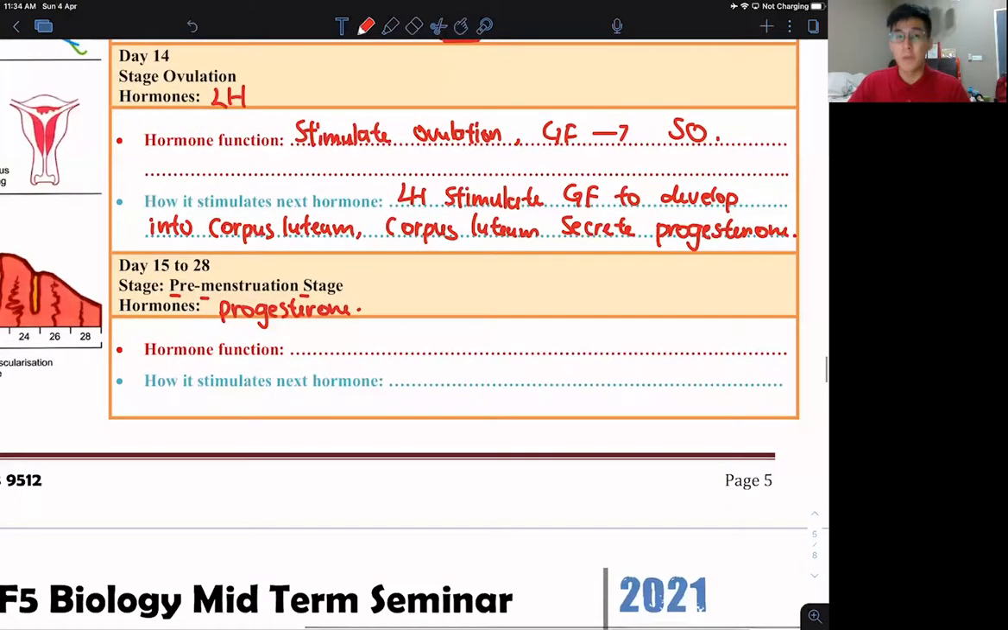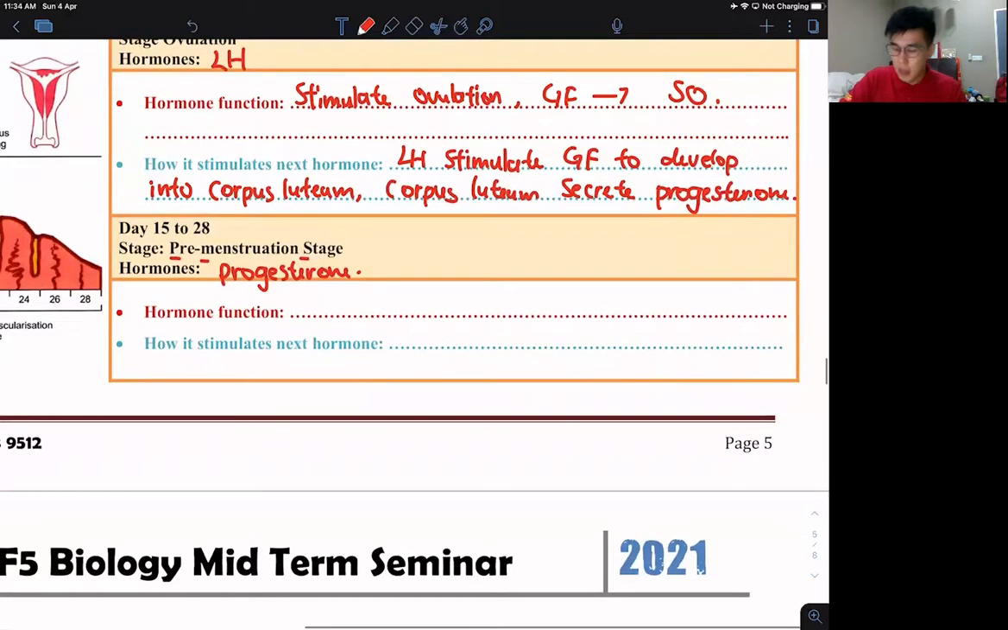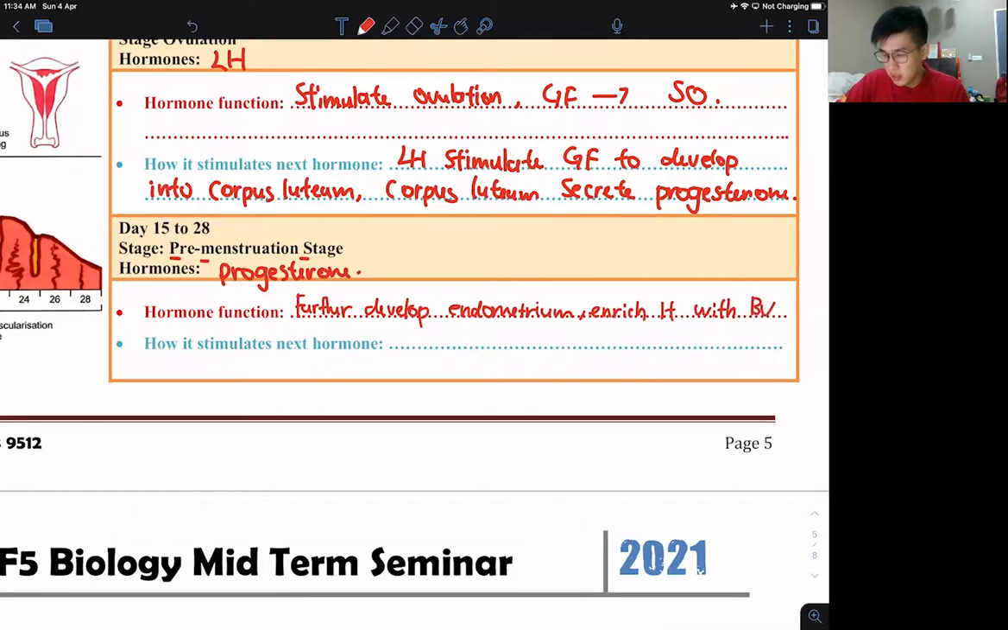And then the last one, the pre-menstruation stage. The pre-menstruation stage is right before menstruation. This is where the body prepares the female body for pregnancy. So as we mentioned, progesterone, since I need to prepare for pregnancy, I just maintain the wall. So basically it further develops the endometrium and also enriches it with blood vessels.